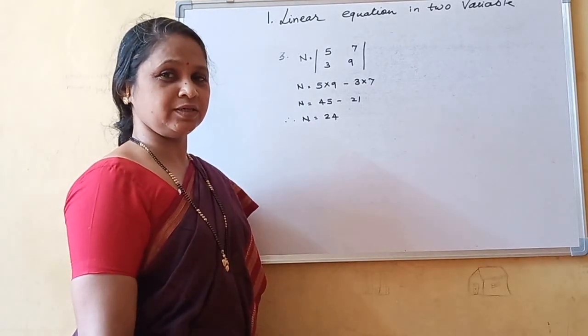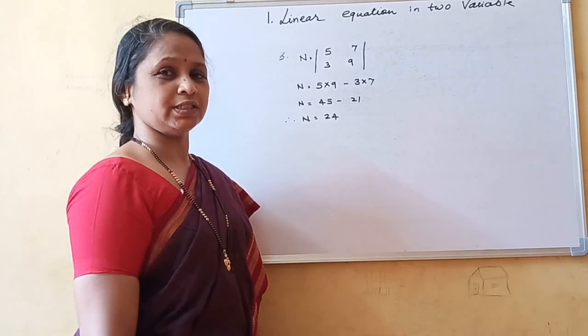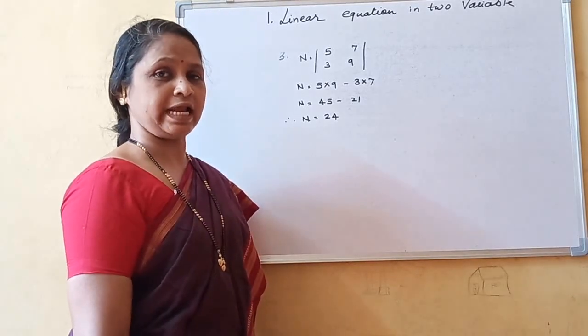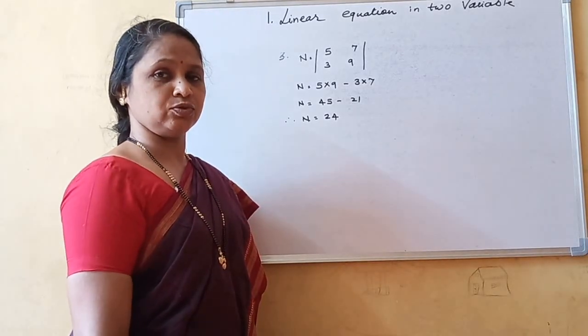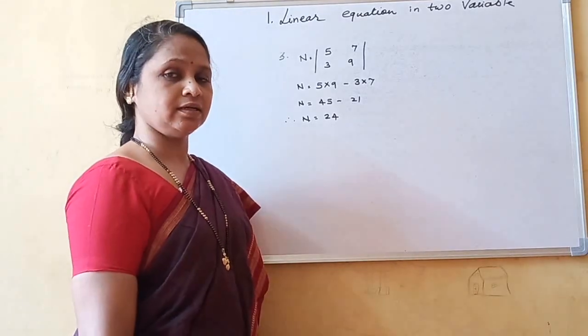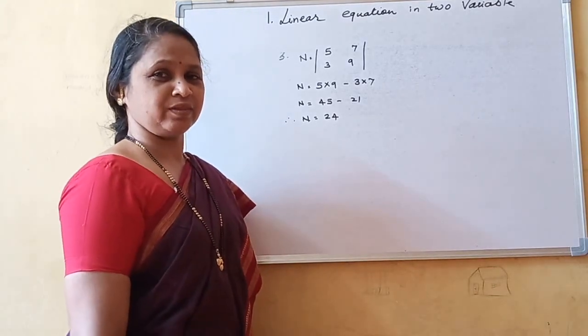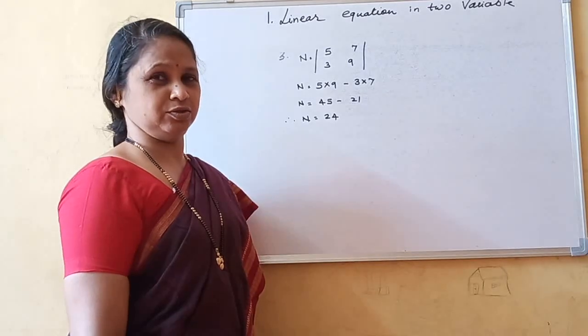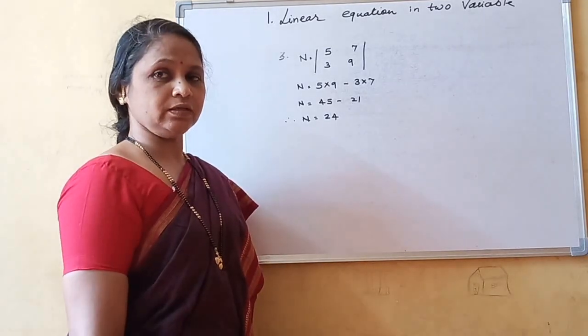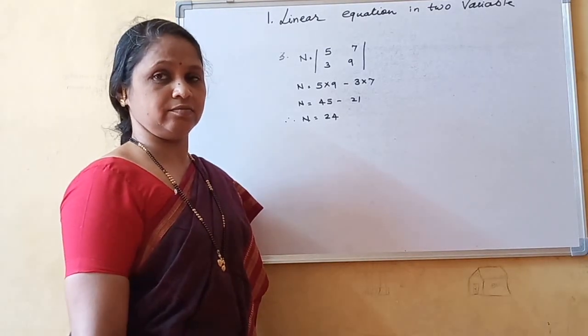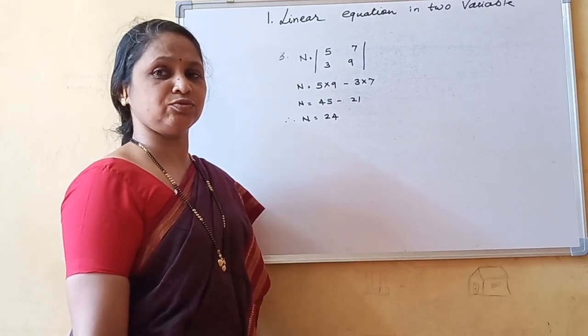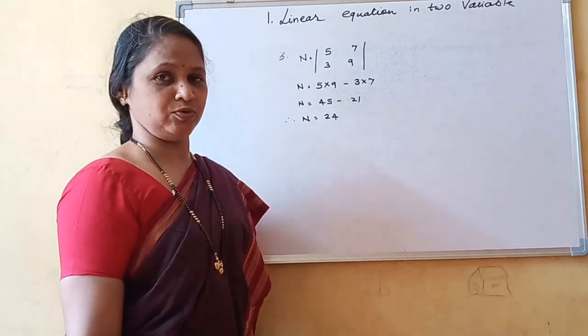Now this method was first given by Swiss mathematician Gabriel Cramer. So this method is also known as Cramer's method. Now to use this method to find this determinant, to solve it by Cramer's rule, we will see.